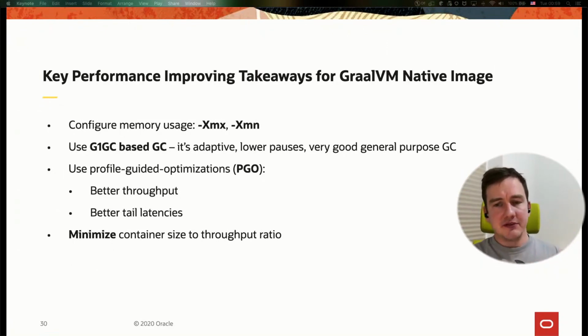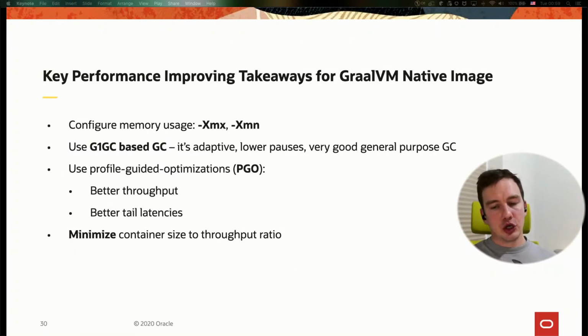So first, for the native image, you want to configure your application runtime memory usage. You want to use the same options that you use for your HotSpot VM, right? You want to limit the max memory, you want to limit the new generation size. If possible, use G1GC based GC, not because it's much better at improving the throughput of your application, but because it's adaptive, so you can put it in a constrained environment and it will figure the settings that it needs to apply by itself. Use the profile guided optimizations because you will get better throughput and you'll get better tail latencies because you can serve requests faster.